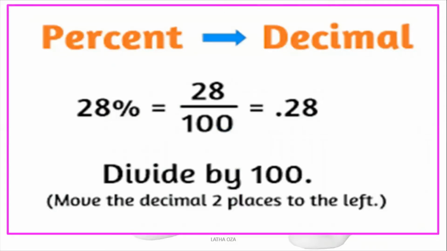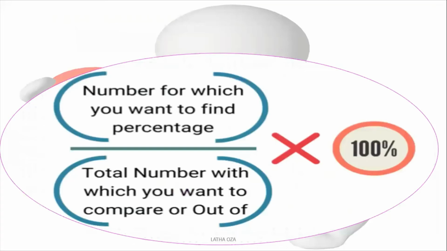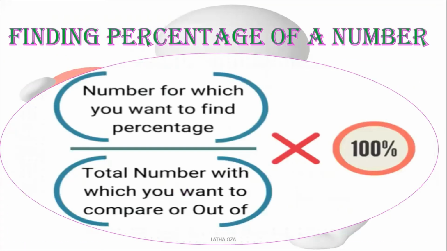Percent to decimal is simple to understand. 28% is equal to 28 by 100, which is equal to 0.28. That is 28%, where 28 is divided by 100, and move the decimal 2 places to the left. For example, 5% can be converted into decimals as 0.05, 24% as 0.24, 115% as 1.15, 15.7% as 0.157.